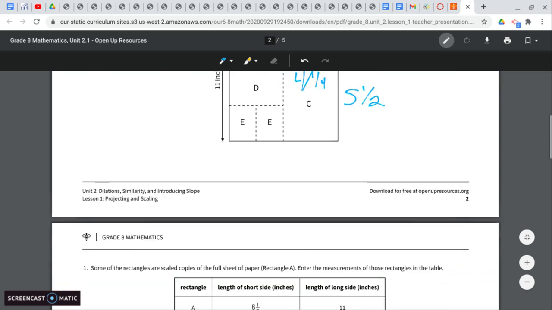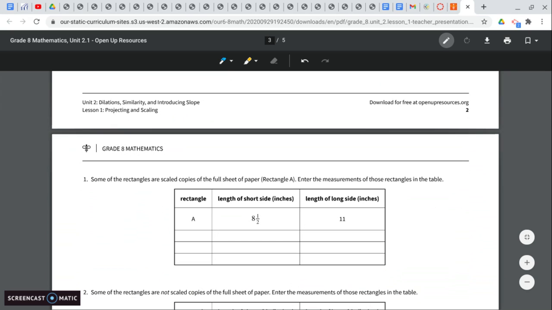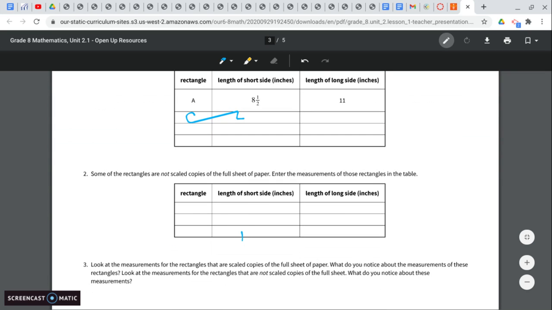So rectangle C, so for C, we are going to have the length of our short side is going to be the 4.25. Sorry, don't know what happened there. So C is 4.25, and then the long side would be the 5.5 that we found. Now, we already found the dimensions of B, remember? They were 5.5 by 8.5.